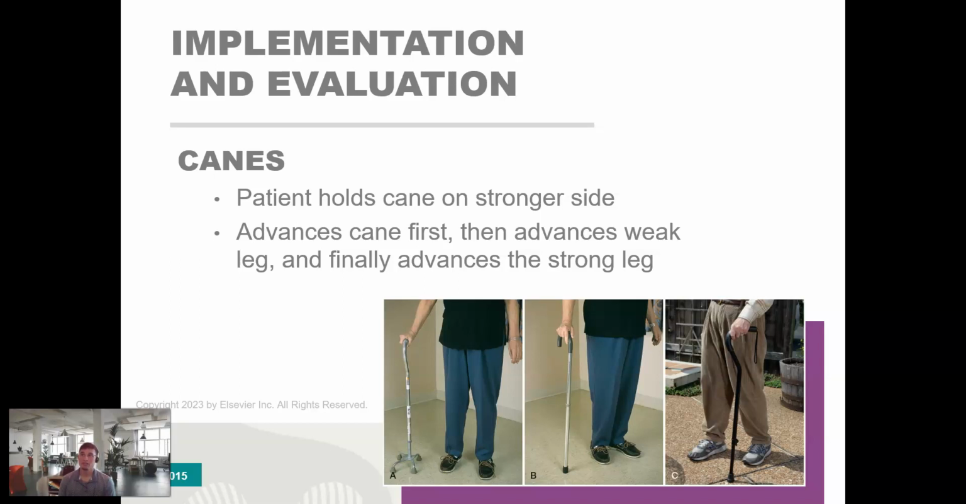A big no-no that you see sometimes is people think, oh, my left side is weak, I'm going to put my cane over there. No, we educate our patients to put the cane on the stronger side. Then they advance the cane first, then the weak leg, and finally advance the strong leg. So it's kind of a good breakdown that you'll see actually in your textbook in 28.9, the use of canes.